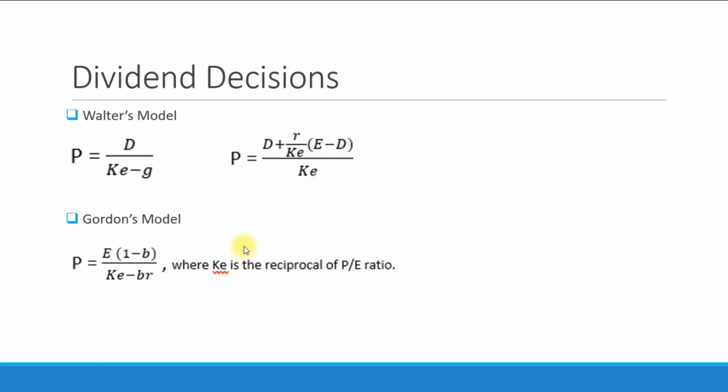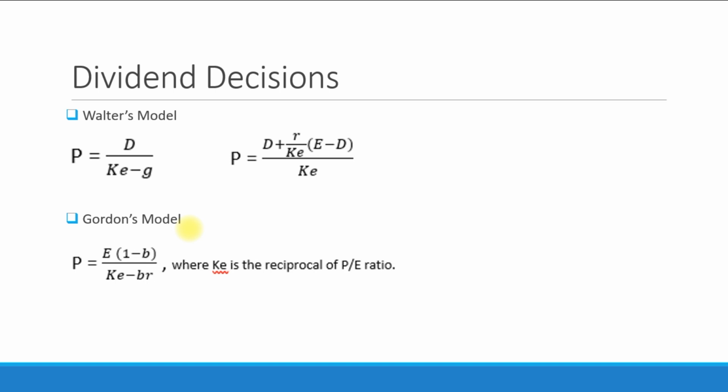Now we'll take a look at what is Gordon's model. Here, Gordon's model also supports the fact that dividend decisions influence the share price or market price of a firm's share. So according to Gordon's model, like Walter's model, it supports the idea that dividends declared for its shareholders by a firm have a direct effect on the market price of its shares and hence the firm's value.